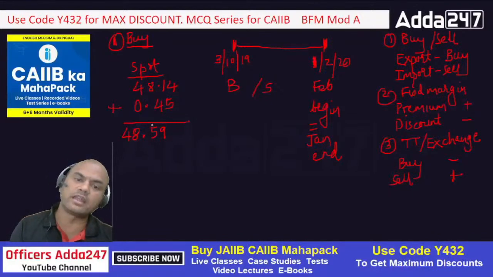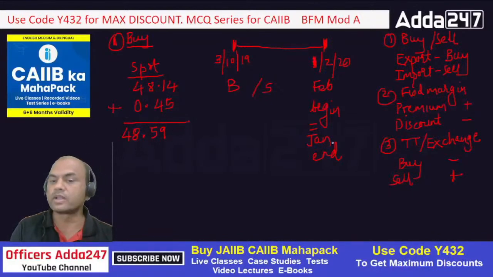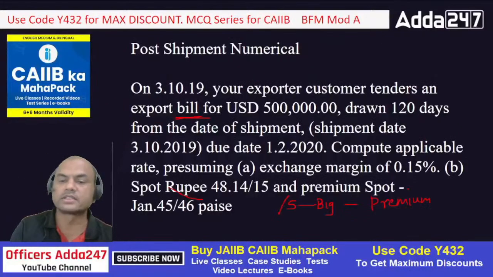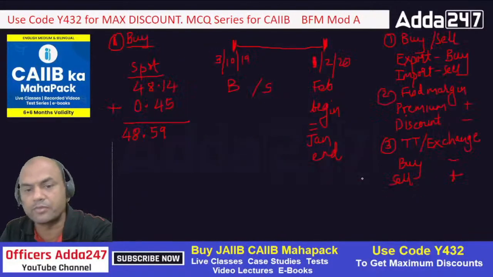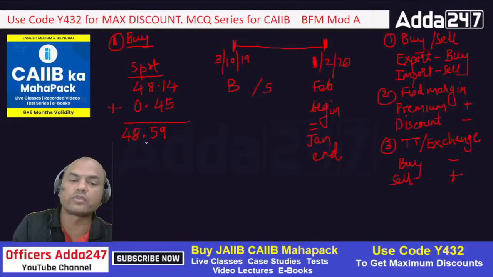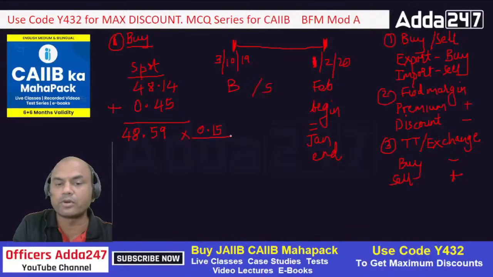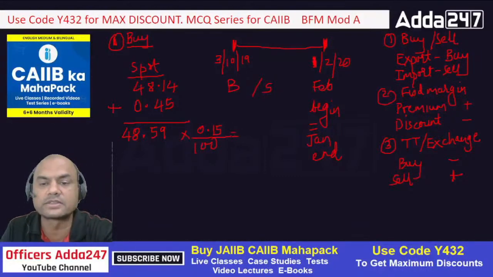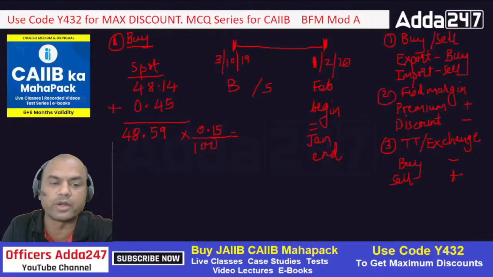So is this my final rate? Is this my answer now? No. What is remaining? This third part, TT margin. What is TT margin given over here? See this. Exchange margin of 0.15%. So I'll have to calculate this margin now. What is my margin? 48.59 into 0.15%. Percent means upon 100. So 0.15 upon 100. So what is my answer for calculating this margin? 48.59 into 0.15.